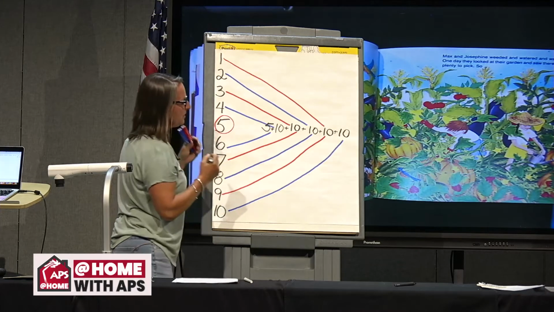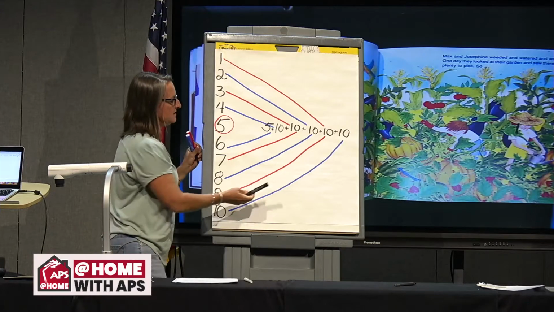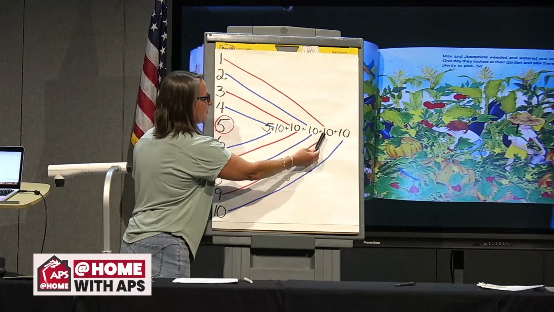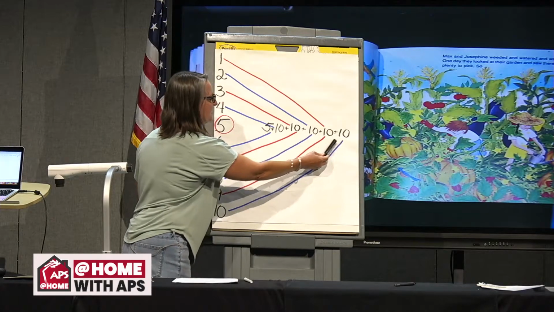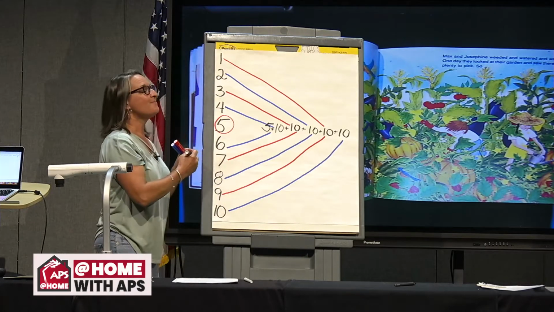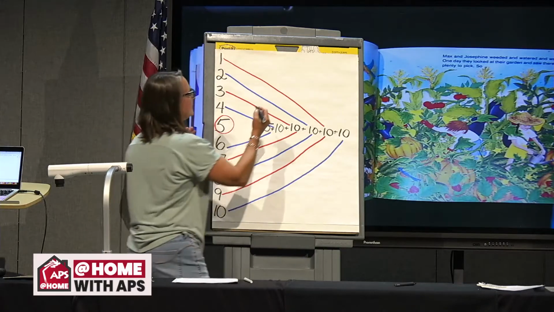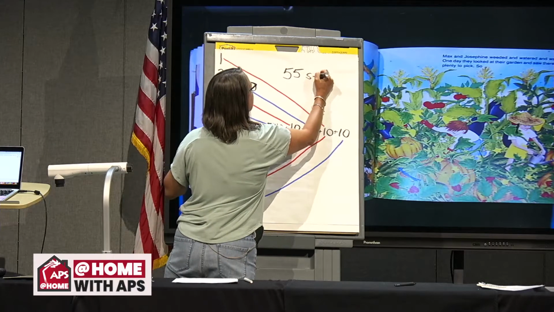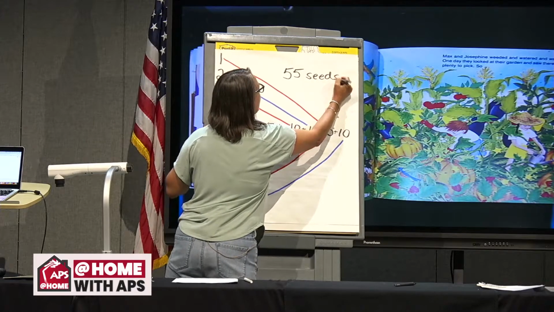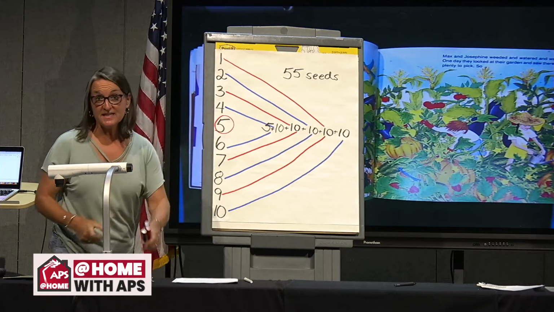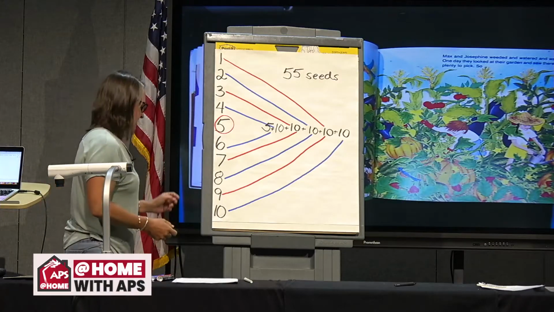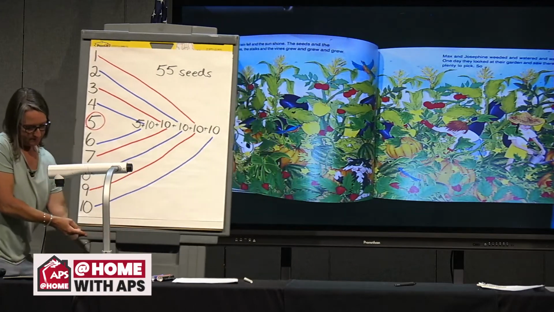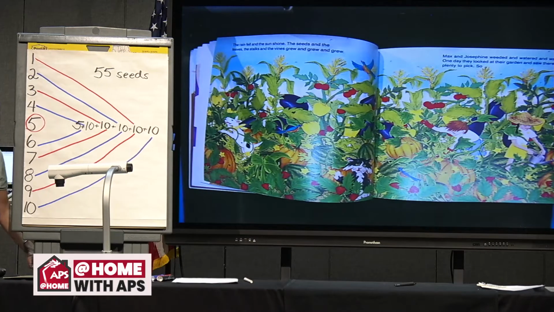And let's figure out how many seeds they planted. 10, 20, 30, 40, 50, plus 5 more. 55 seeds planted. And when we looked for those combinations of 10, it was pretty easy to figure out how many, wasn't it? We added all those numbers up pretty quickly. Let's finish the book.